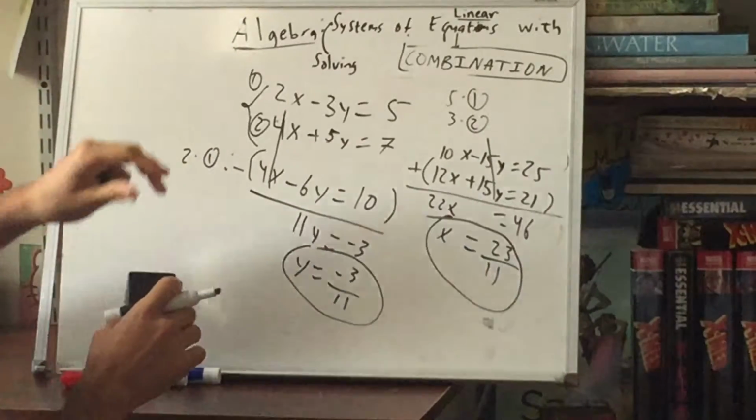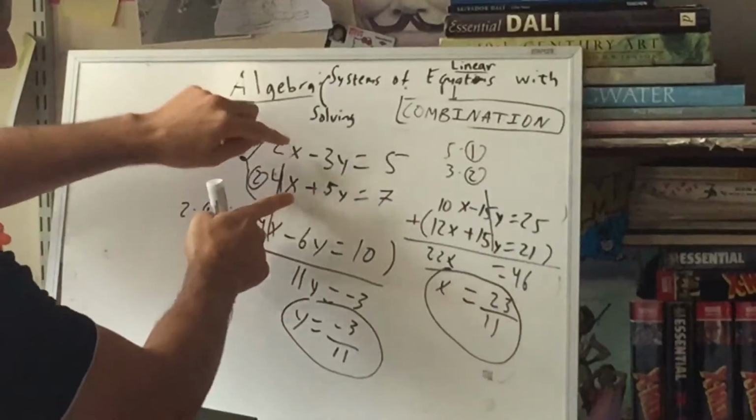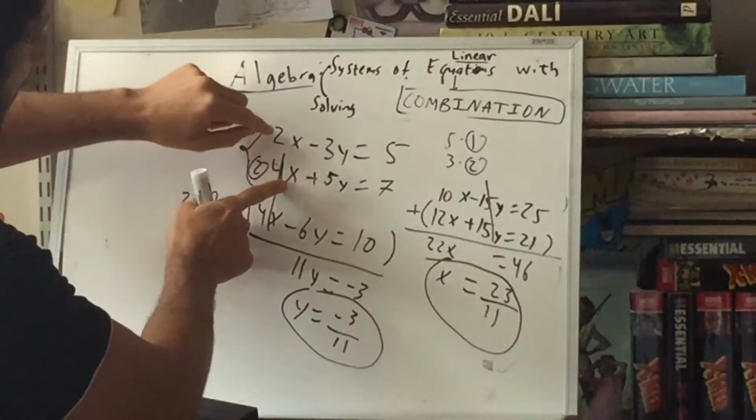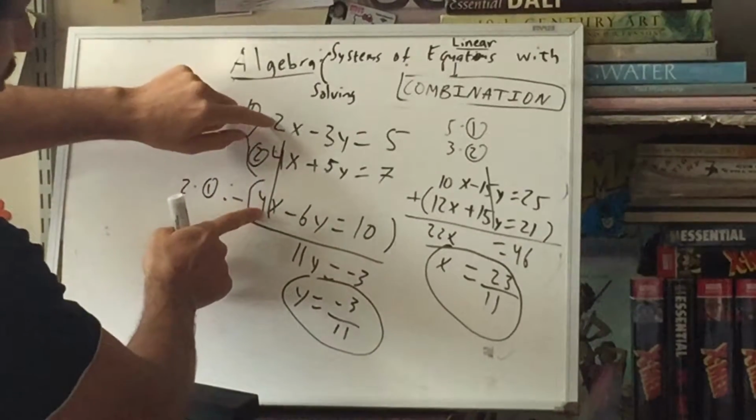So that's sort of how to do this complicated problem. You pick which variable you want to eliminate. So let's say in this case we first wanted to do x, so we made these the same number. We made, if that was a 4, we turned that into a 4.